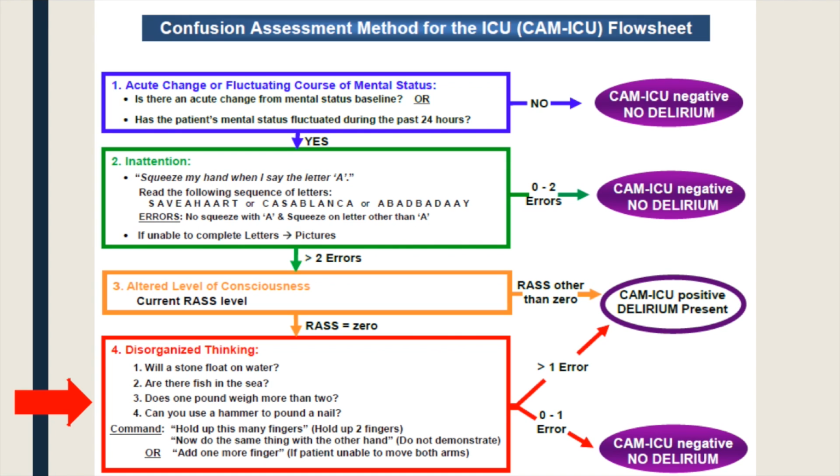In order to facilitate testing on all patients, the RASS and CAM-ICU algorithms will be hung in each patient room in both the ICU and the IMCU. This tool will help prompt you through the delirium assessment process. All ICU and IMCU patients must be assessed for delirium at least once a shift. I hope this has been helpful for you. Thank you.